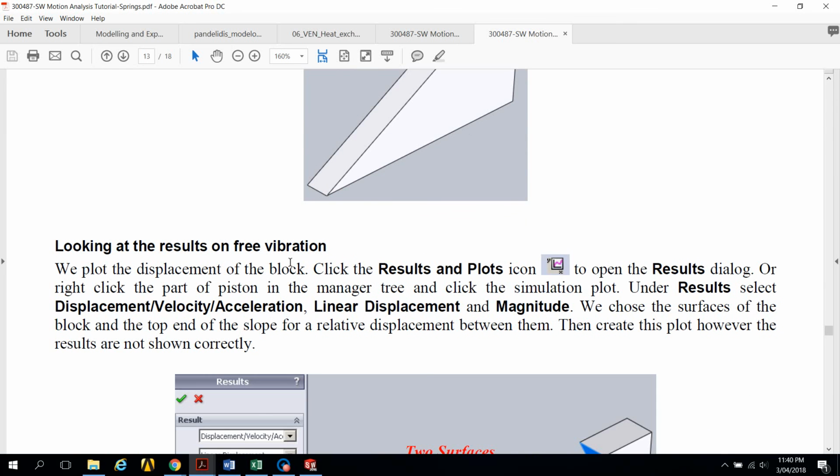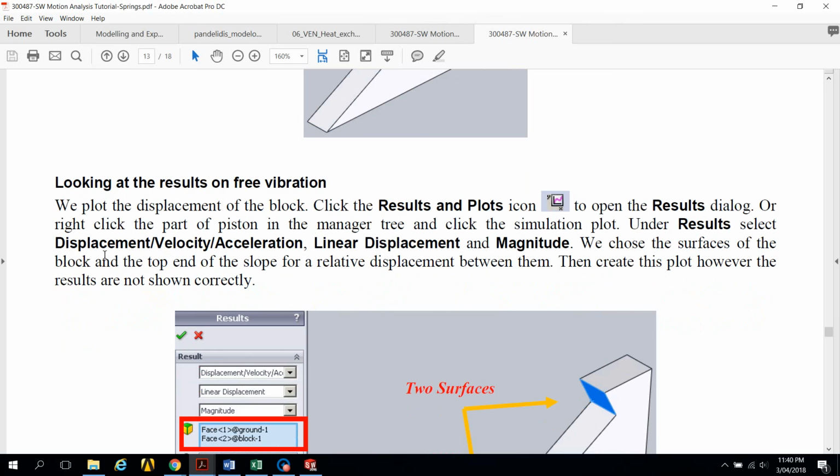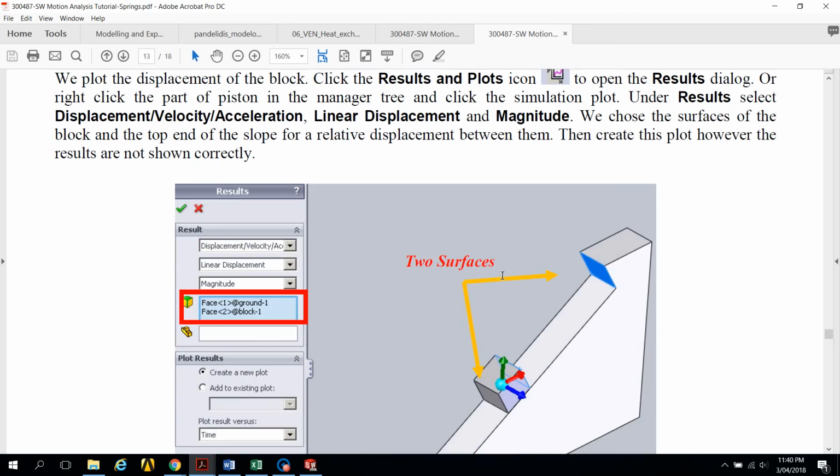Looking at the result of the free vibration, we have to go to result and plot. Click this one, choose the displacement and acceleration. I'm going to choose the linear displacement and the magnitude. And then we're going to have showing the results of the phase 1 and ground phase 2.